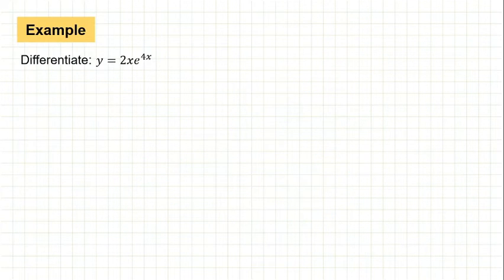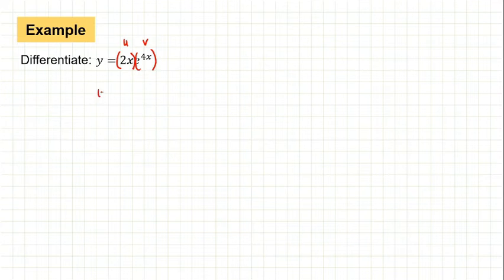Suppose we have 2x times e raised to the power of 4x. So as you can see here, we have two factors again. You can have this one as your first factor, and this is your second factor. So you can let this as your u, and this is your v. And from that, we can apply the product rule.